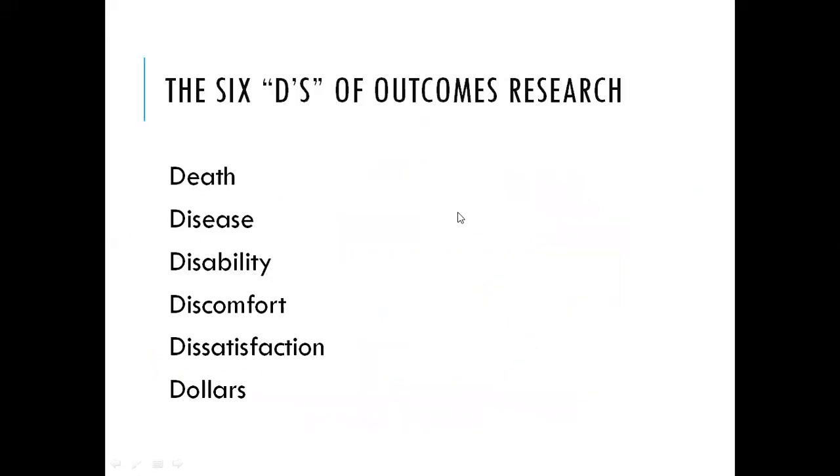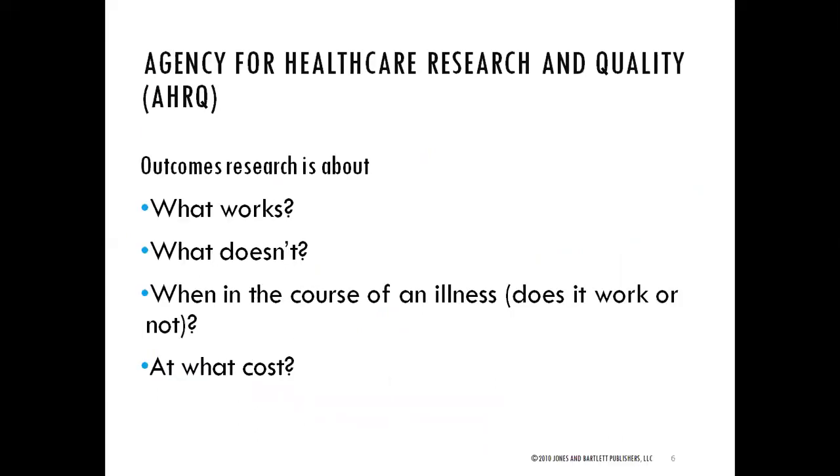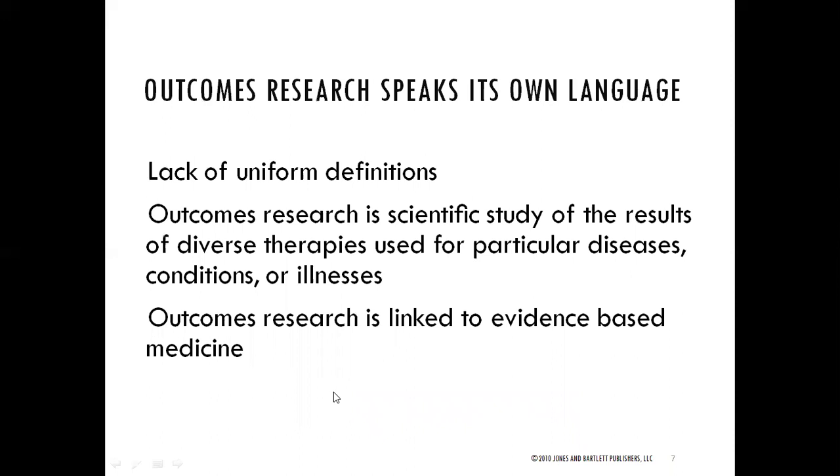In outcome research, we talked about the 6 Ds, which included death, disease, disability, discomfort, dissatisfaction, and cost, which is interpreted in terms of dollars. Now, the Agency for Healthcare Research and Quality tells that outcome research is all about what works, what does not work, what works at what time interval in an illness, and what is the cost of that. That is what we were talking about in the previous slide.